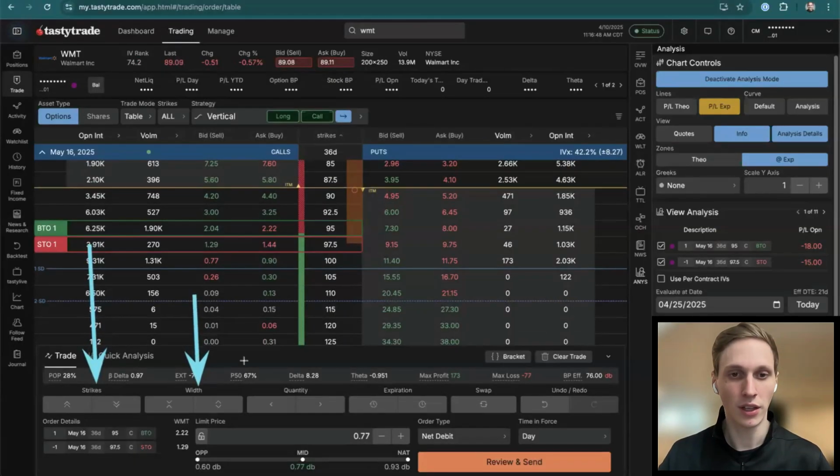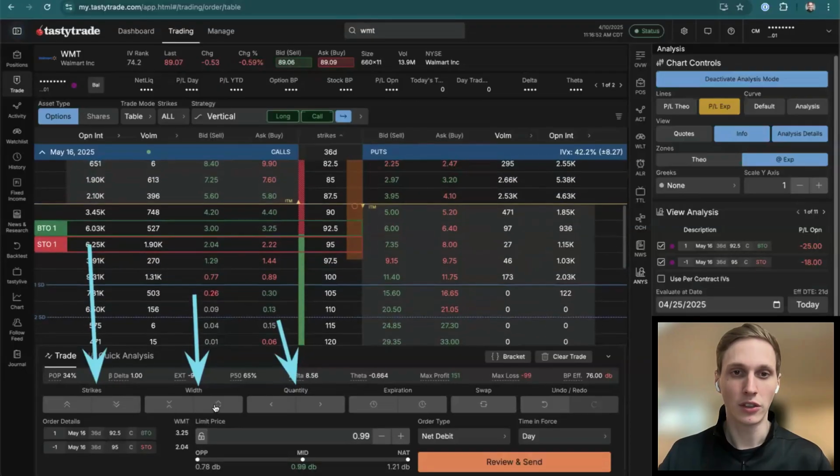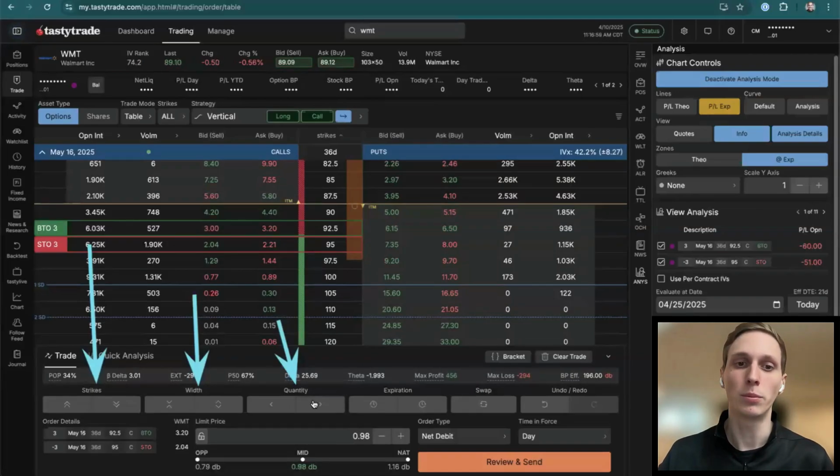So we got these settings here. So we can change our strikes up and down, change our width as well and collapse it too. And then also we can change our quantity. Maybe we want to do multiple spreads.